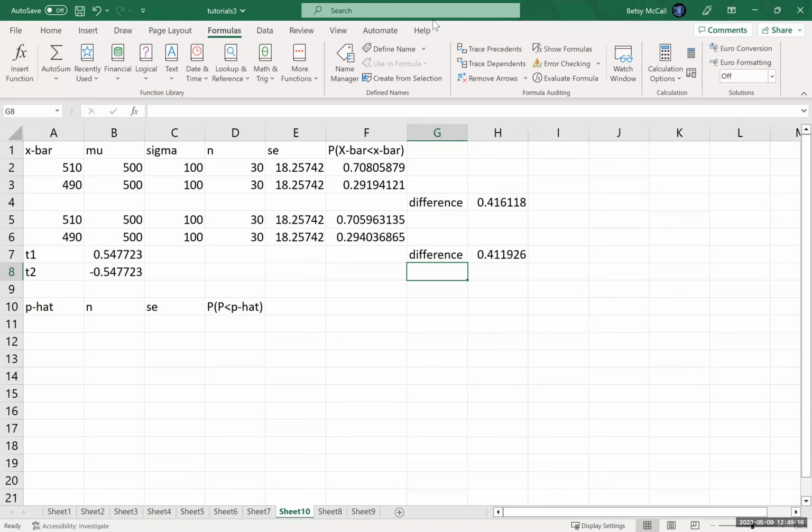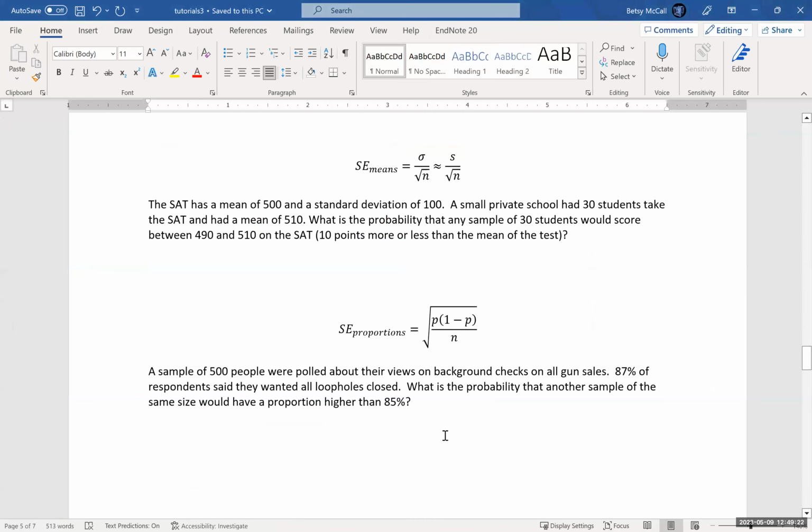Okay, so let's go back to our second question. So in our second question, this is a proportion question. And again, we're going to think of the mean proportion as the center of our population distribution. And if we don't have any information, sometimes people will use 50% as that probability. But in this example, we're going to use the sample that we were given, 87%, as our estimate. And then we want to know what sample size would have a proportion higher than 85%.